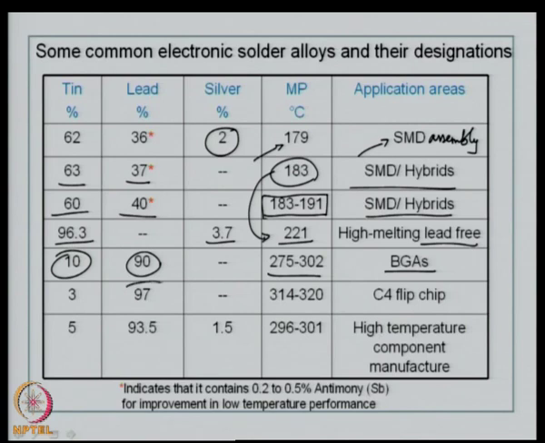So, again, 97.3% tin, C4 flip chip manufacturers have been using that. So, temperatures are very high. Of course, C4 flip chips are also available with lead free materials, and this is another such example from the literature that we have. Academically, this table gives you the various compositions of tin, lead, silver that have been practiced in assembly.